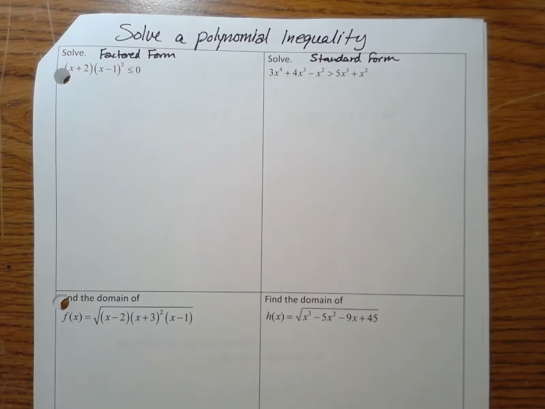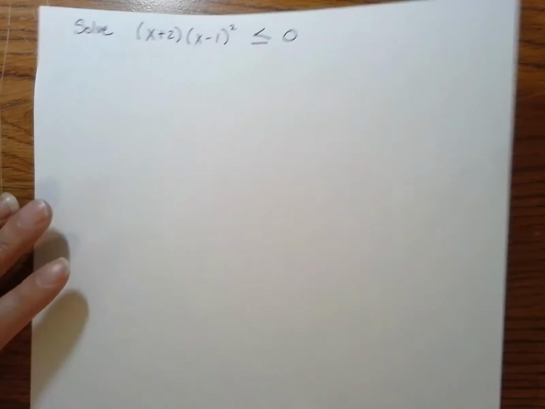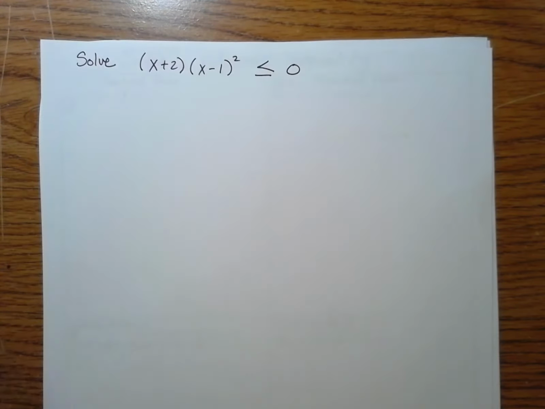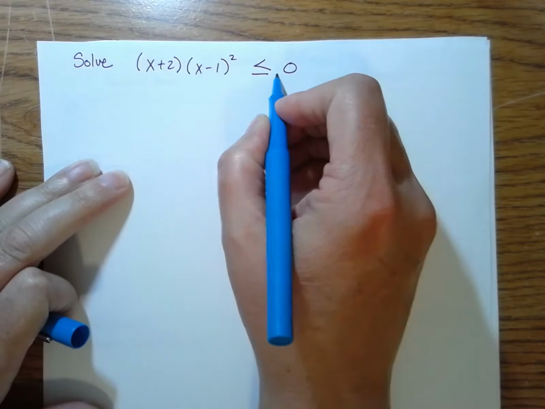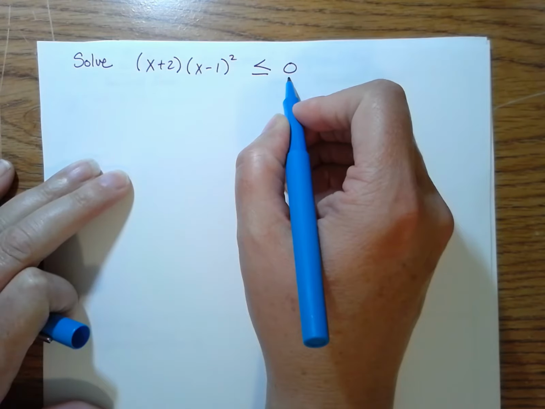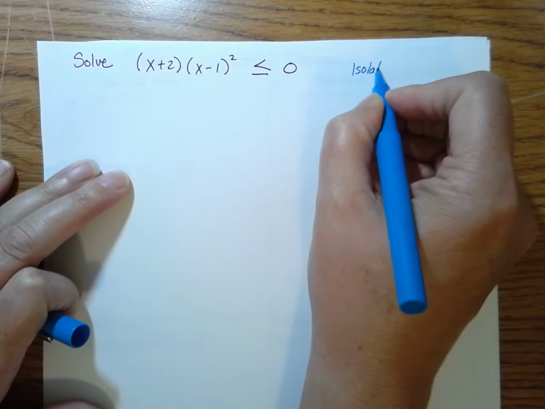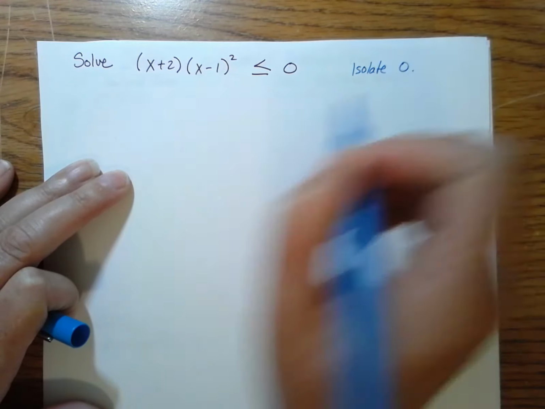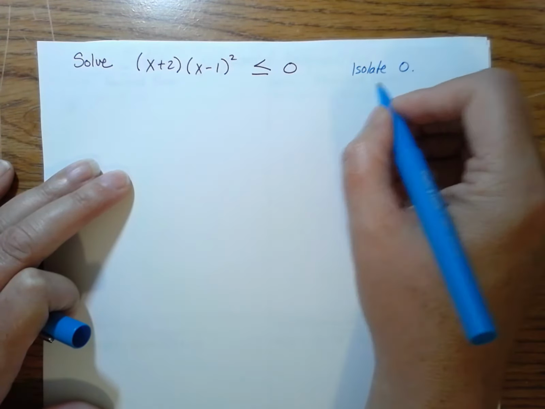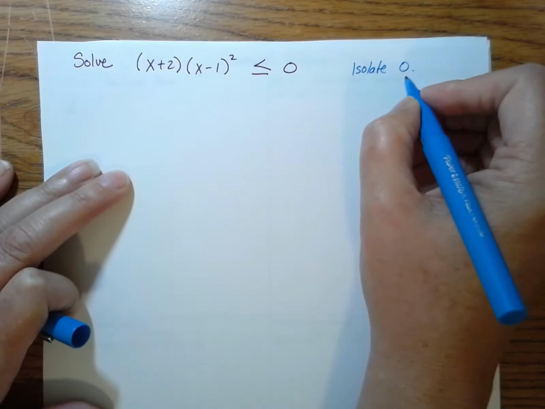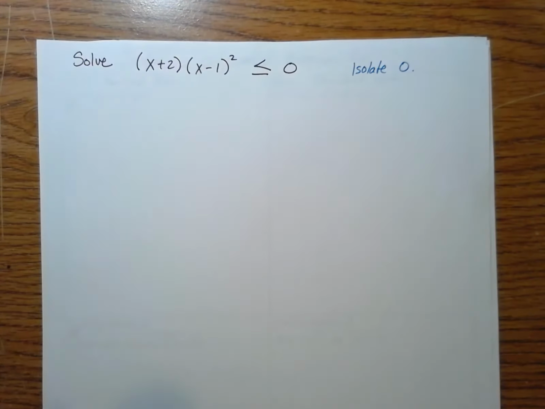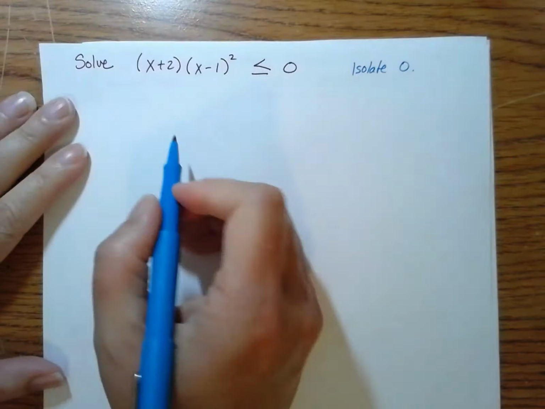So let's take a look at the factored form. I want to solve this inequality. One thing that is a crucial step to every inequality that you're solving is to make sure that one side of your inequality is equal to 0. So you want to isolate a 0 on one side. It's a 0.